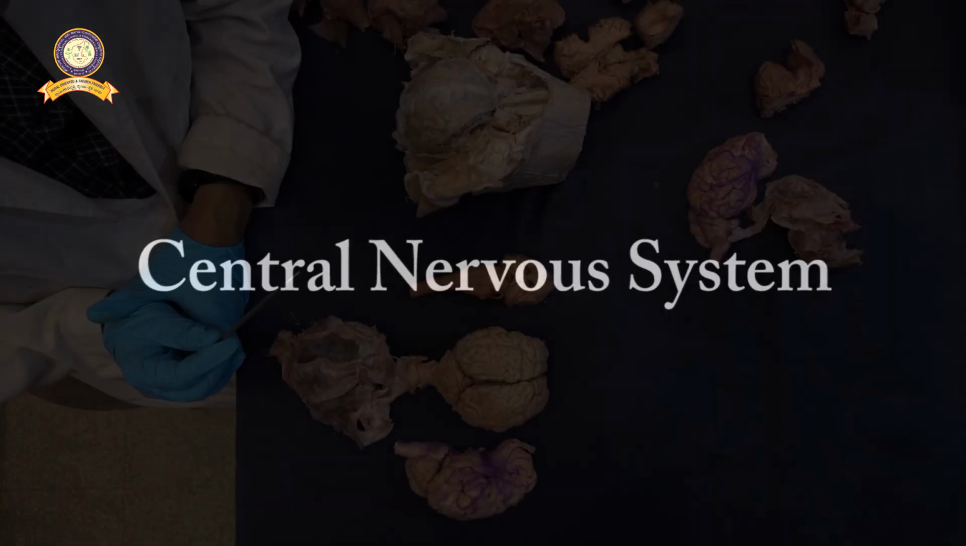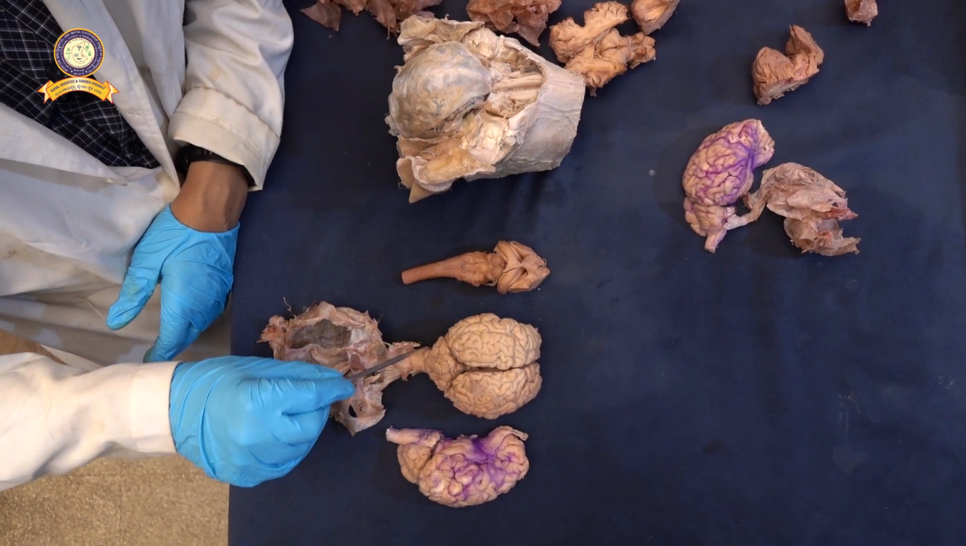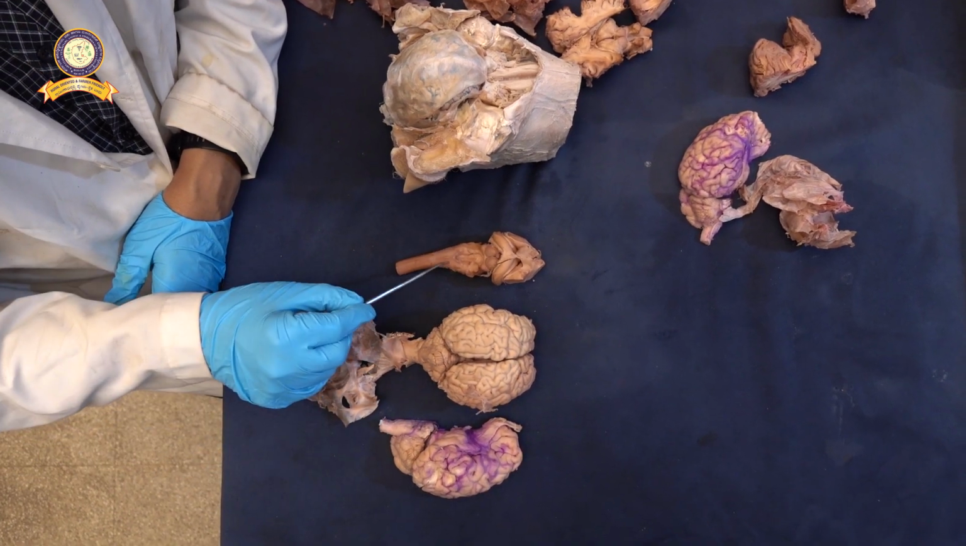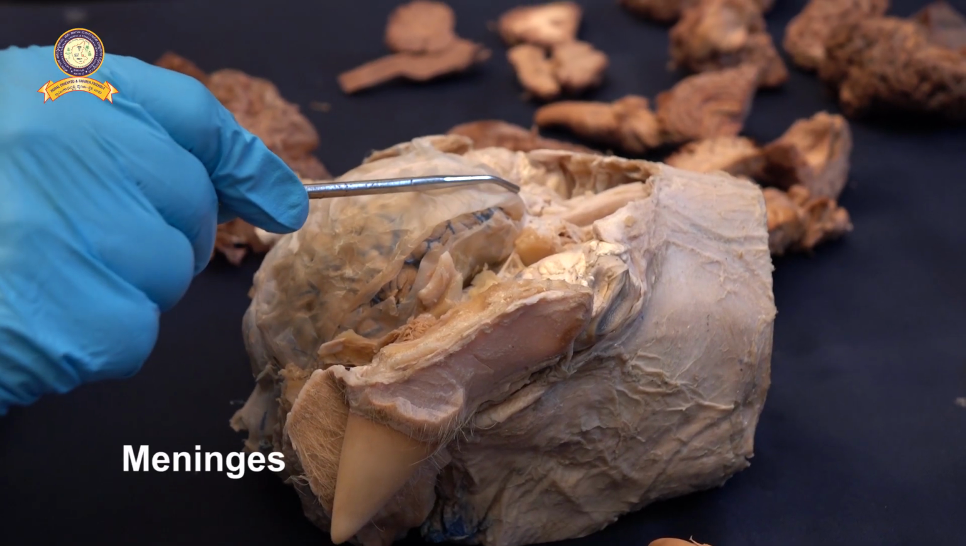Central nervous system. The central nervous system consists of the brain and spinal cord. It is enclosed by the meninges.